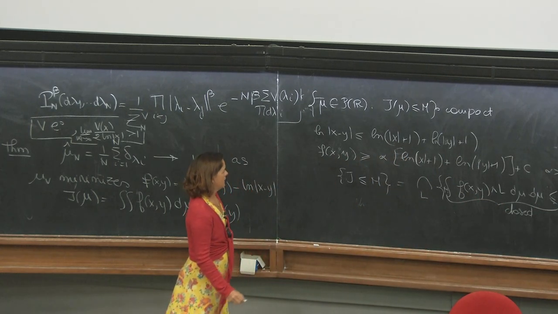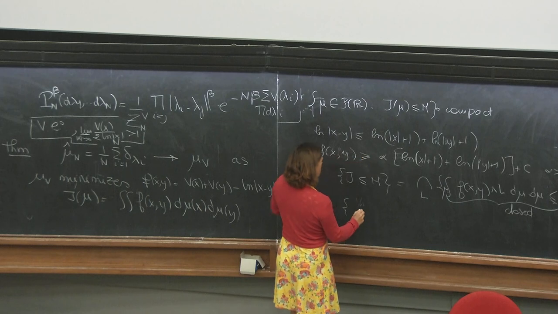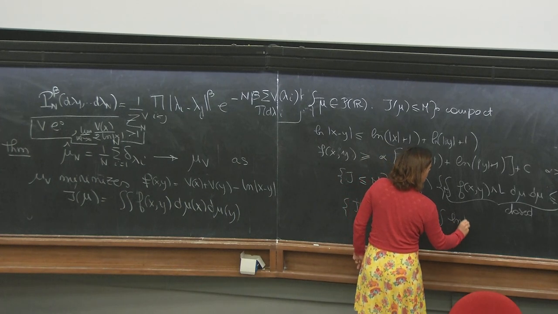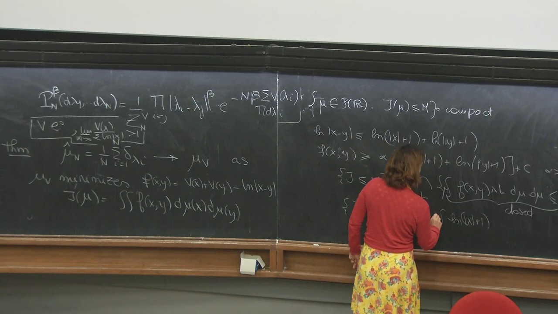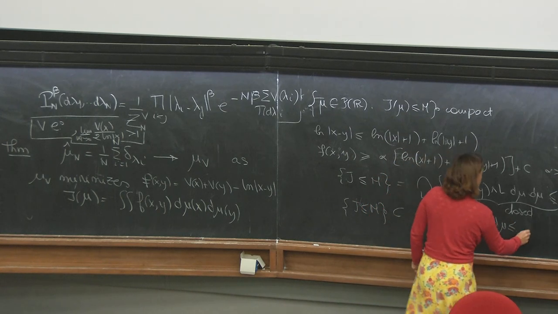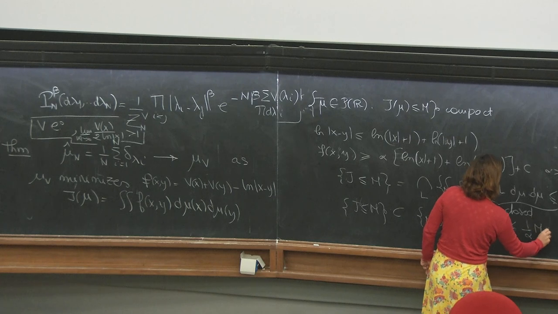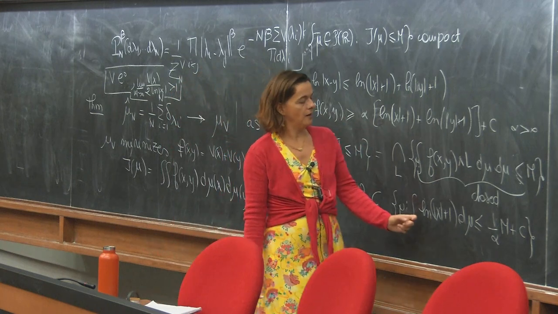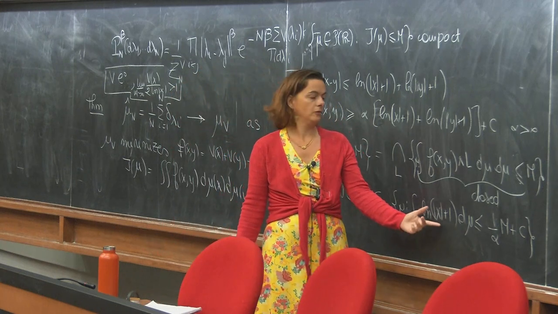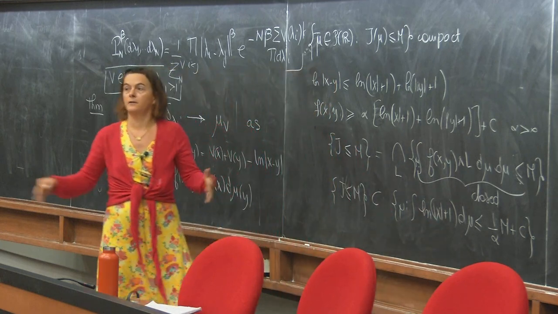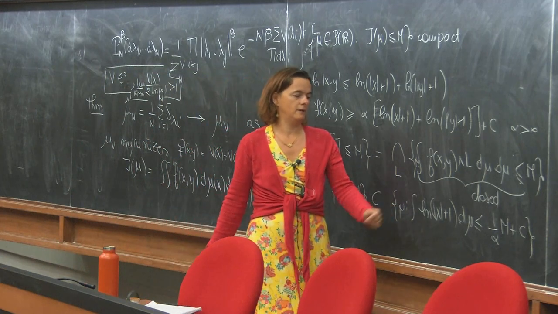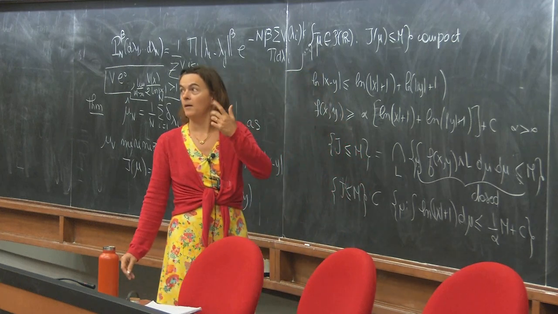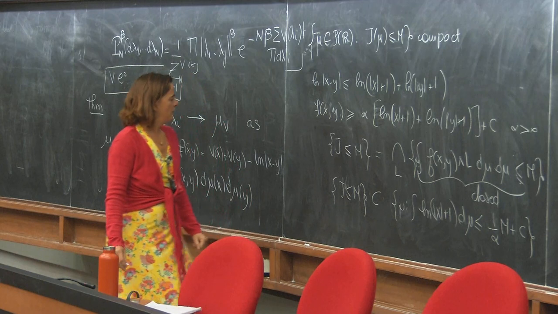And to see that it's compact, because of this, it is included in the set where the integral of the log of x plus 1 d mu is bounded by 1 over alpha times M plus some constant, because f is going to infinity fast enough. And so this is actually compact, because you get some bound on the way that moments are growing, and this is well known to be a compact set. Any question about that?